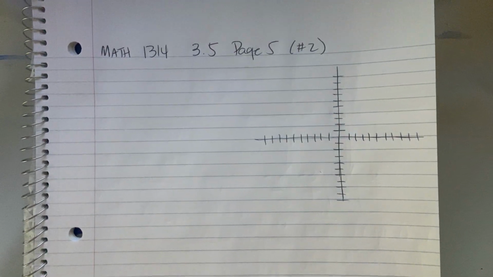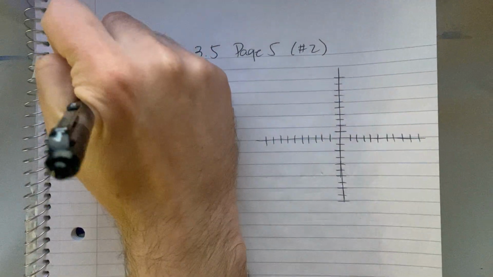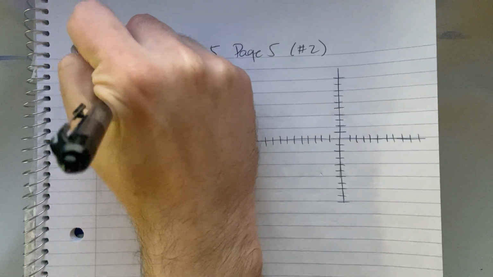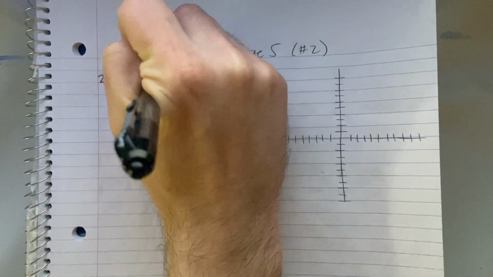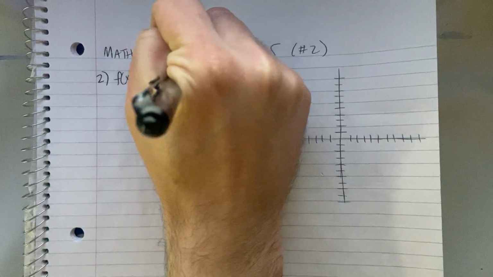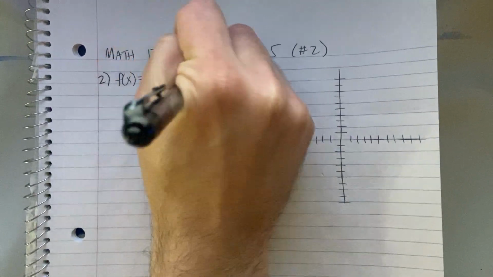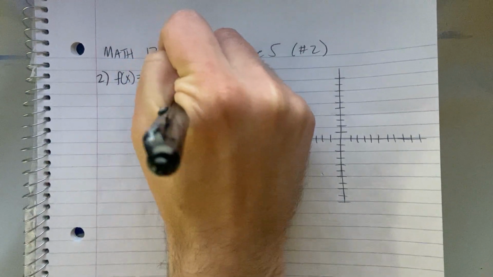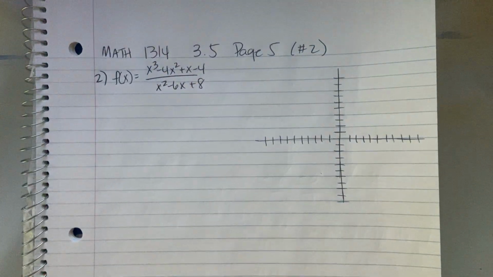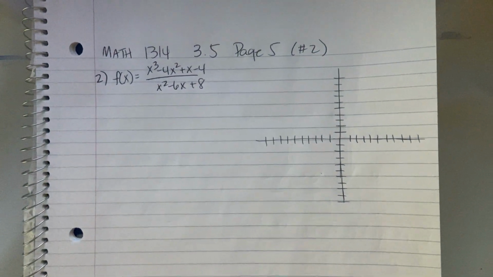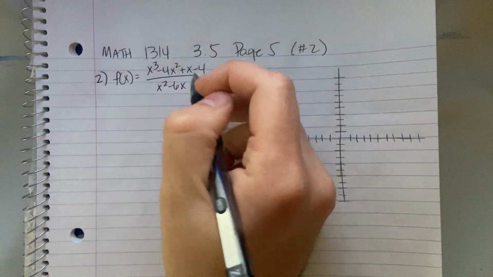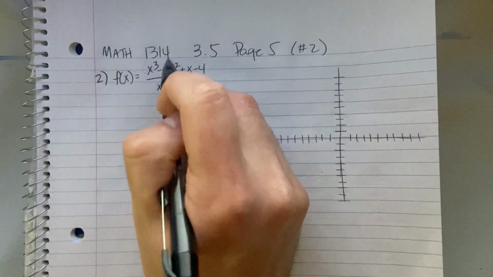Okay guys, last one, same type of problem, just a different function, one that will require a little more work than the last one. But fundamentally it's the same. Really the extra work here is going to be factoring at the beginning. The numerator factors by grouping.